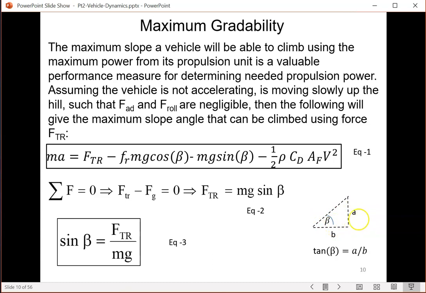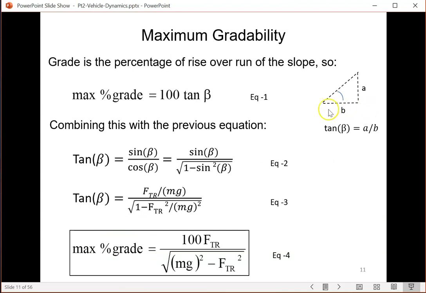Okay? This is the right angle triangle between A and B. So we really need to convert this equation number 3 into the gradient, or the definition people often quote. So remember this formula, sine beta equals FTR over mg. Okay, so I'm going to move to the next slide, and I'm going to copy this over.